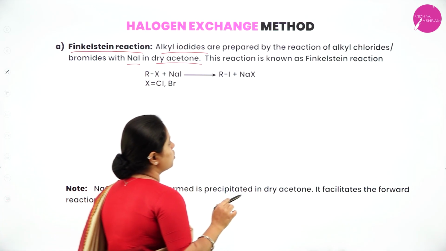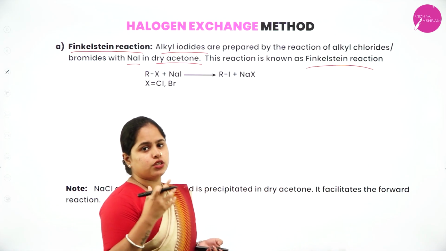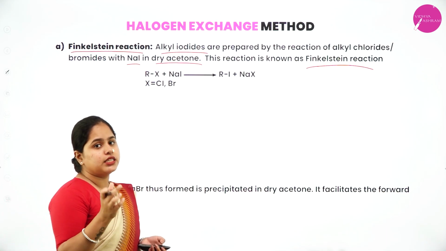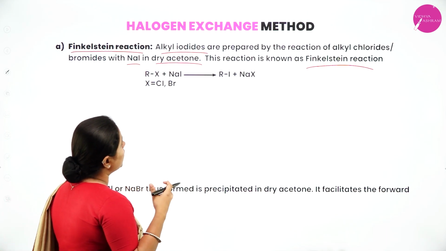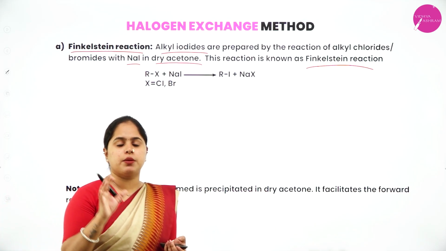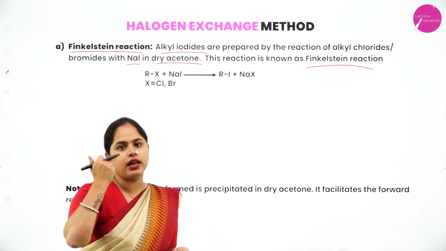So this reaction is called the Finkelstein reaction. Finkelstein reaction helps in the formation of specifically which alkyl halide or haloalkane? It will be iodide, right? Alkyl iodide we can prepare. In the Finkelstein reaction, we can prepare alkyl iodide from alkyl chloride or alkyl bromide.